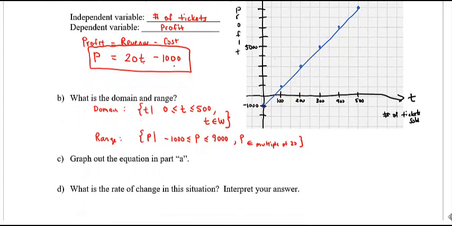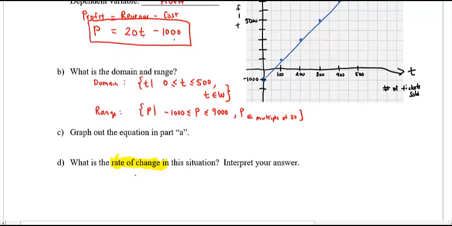Now, here's a new term. And I want to introduce this to you now. What is the rate of change in this situation? What does that mean? Rate of change. It means how does the profit change as the number of tickets change? Well, if I sell one extra ticket, how much more money do I make? That's right, $20. So really my rate of change here is $20 per ticket.